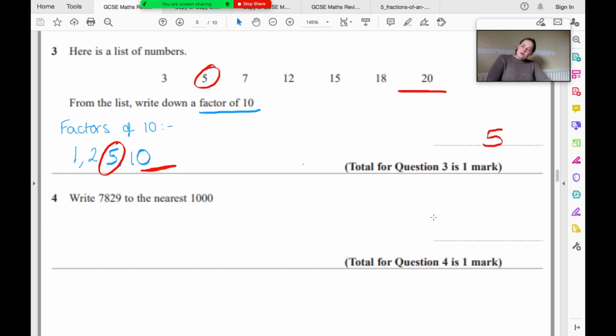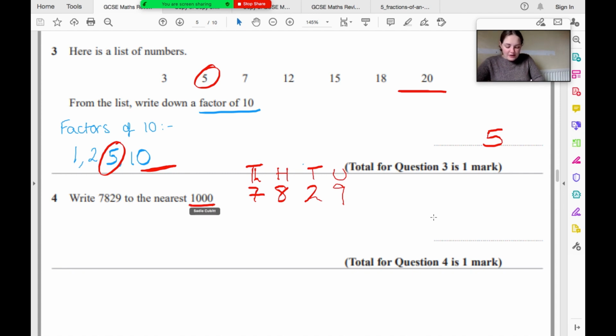And then the final question, write down 7,829 to the nearest 1,000. So, just going to write this out again, 7,829. We've got 9 units, 2 tens, 8 hundreds, and 7 thousands. Okay, so 7,829 to the nearest 1,000.